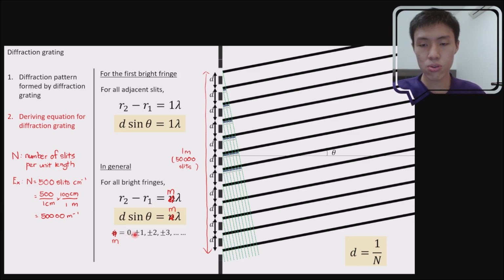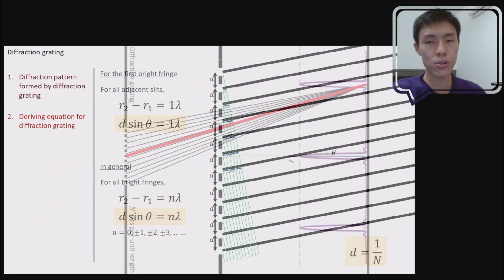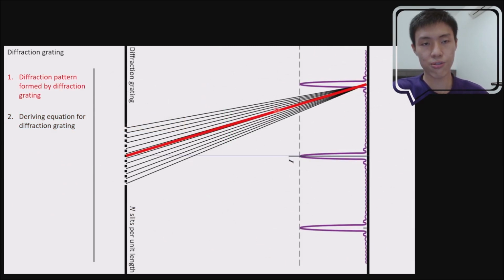The m here: there's 0, positive 1, negative 1, plus minus 2, plus minus 3. What does it refer to? If this is your diffraction grating pattern, then the central maxima here refers to m equals 0. The next one will be m equals positive 1, and this angle over here will be theta 1. If you go to m equals positive 2, which is further up, the angle will be theta 2. Further up, m equals positive 3, you get theta 3. That's the idea of how you count the order.